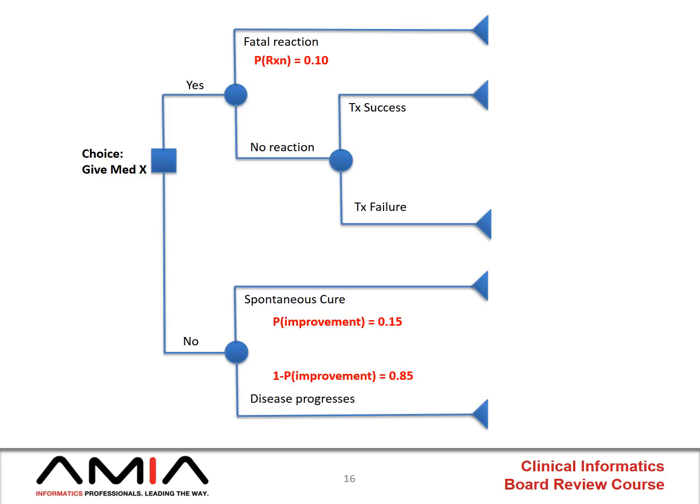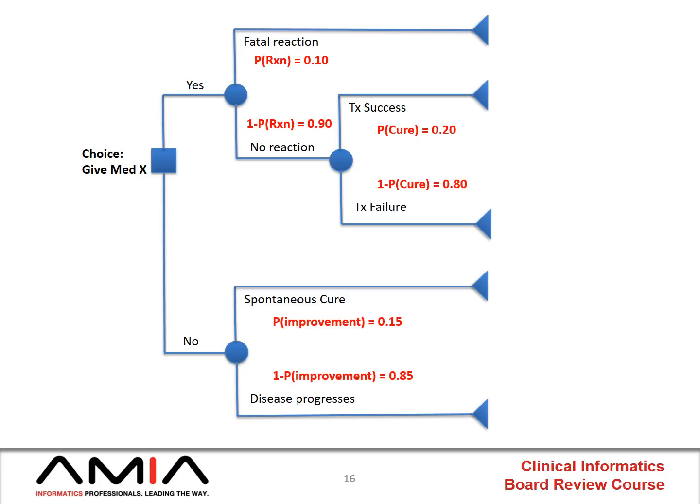If we fill in the same probabilities for the top, we know that there's a 10% fatal reaction if you give medication X, and therefore we can deduce that there's a 90% chance that there's no reaction. And if you're in that 90%, you will go on to reach another chance node in which 20% of those patients will have a cure, and that means 80% will have a treatment failure.